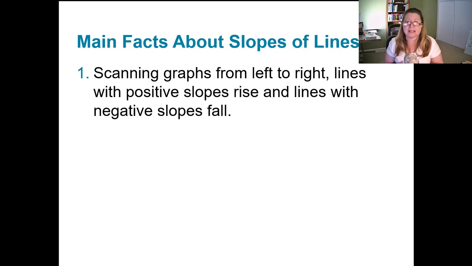But if you're looking at the graph from left to right, just as the way that we read, lines with a positive slope will go uphill. Lines with a negative slope will go downhill.